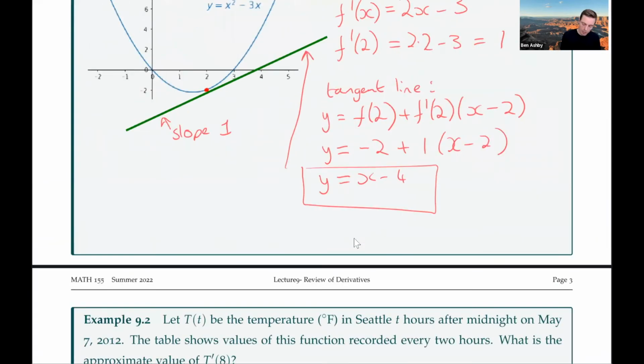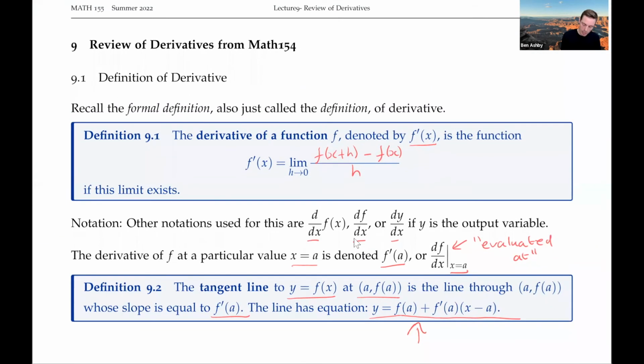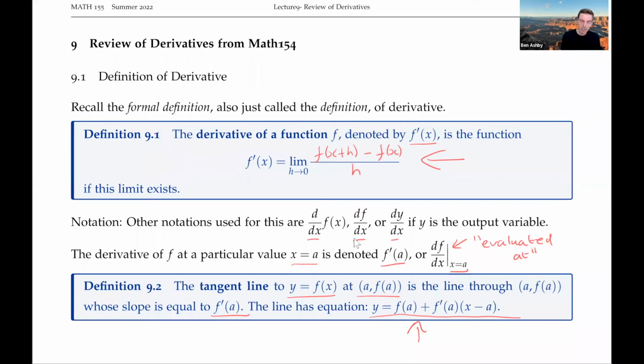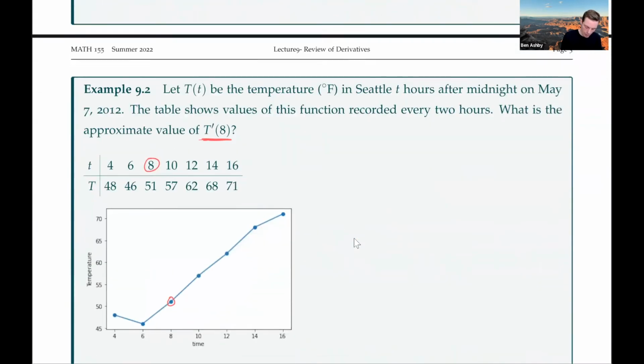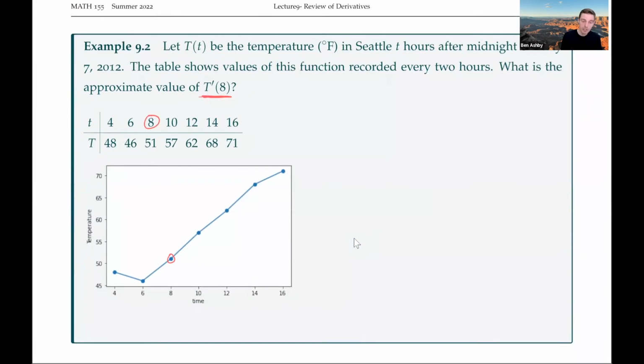Well, we can go back to our formal definition up here, and we can use this as an approximation. So rather than taking the limit, we can just say, approximately what is this gradient going to be by using a point close to this point when t is equal to 8. So at this time point here, we've got a close by time point. We can look at the next step, when t is equal to 10. Let's do it in a different color. We want to find the gradient of this line.